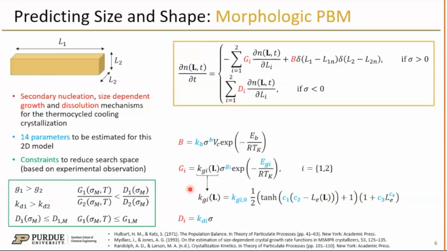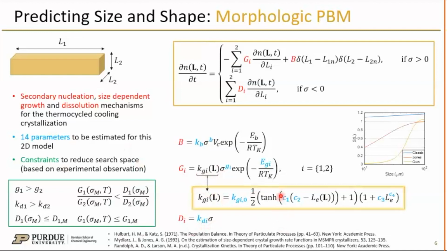After experiments and deciding on the existing crystallization mechanisms, we developed a morphological population balance model of the crystallization system. 3 primary mechanisms were included based on experimental evidence. These are secondary nucleation, size-dependent growth, and size-dependent dissolution. The equations we used required 14 parameters to be estimated, which are highlighted in blue. An anomalous size-dependent growth formulation was developed and implemented in this work, which combines the behaviors of the 2 mostly used ones in the literature.